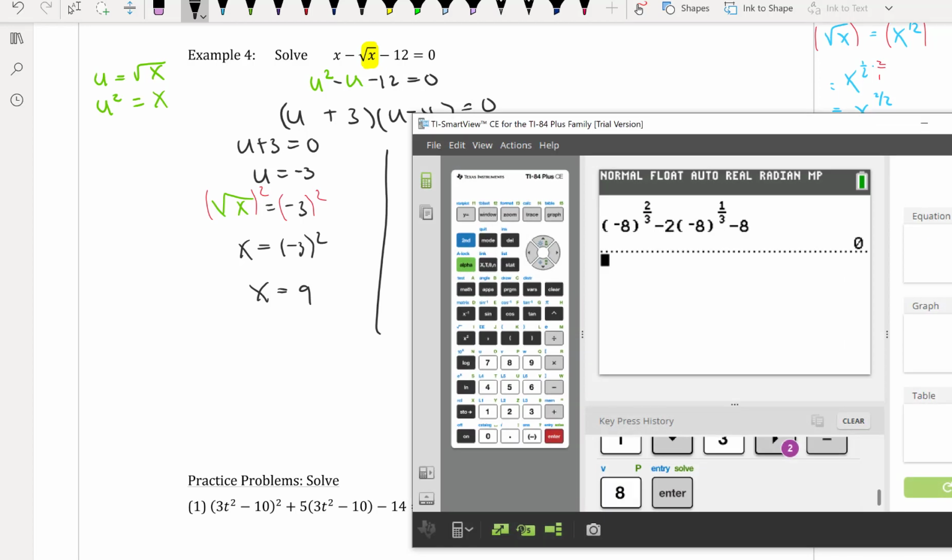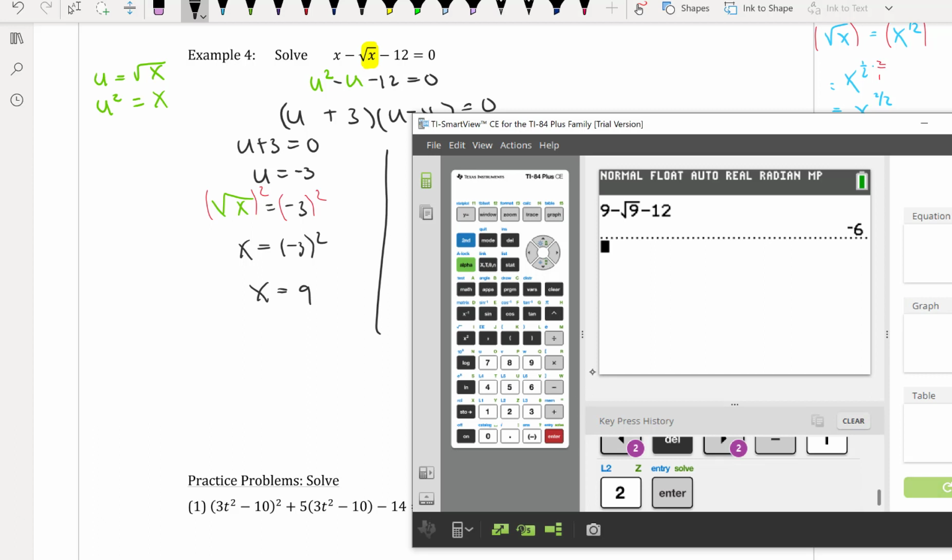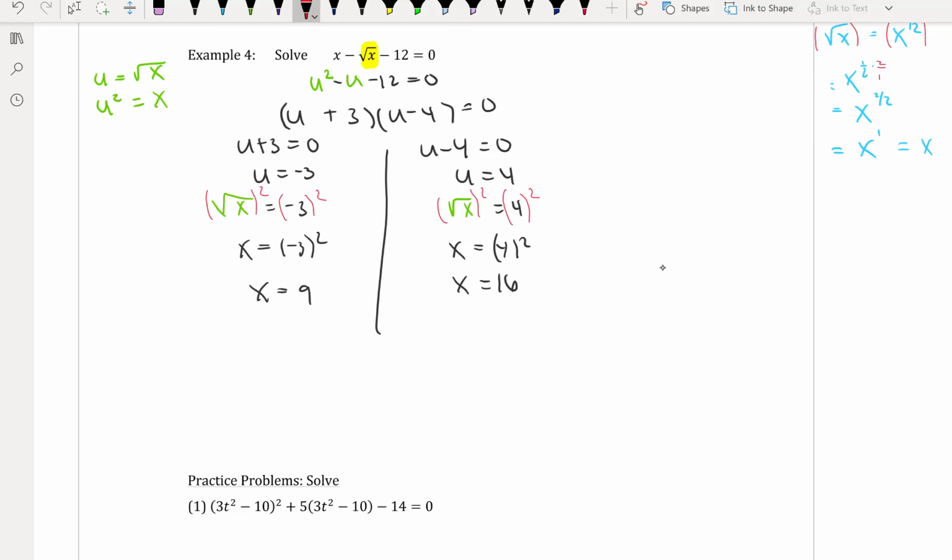So now I'm going to plug it into my equation again. I'm going to try x is equal to 9 first. So I have 9 minus the square root of 9. Oops, I put 99, one too many 9s. And I have -12. Does that equal 0? See how 9 minus the square root of 9 minus 12 is equal to -6? It's supposed to equal 0, and it doesn't. So that tells me when I checked my solution, it doesn't work.